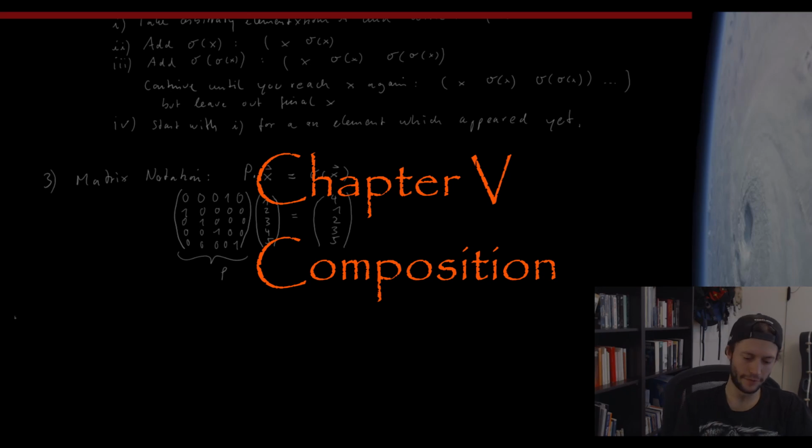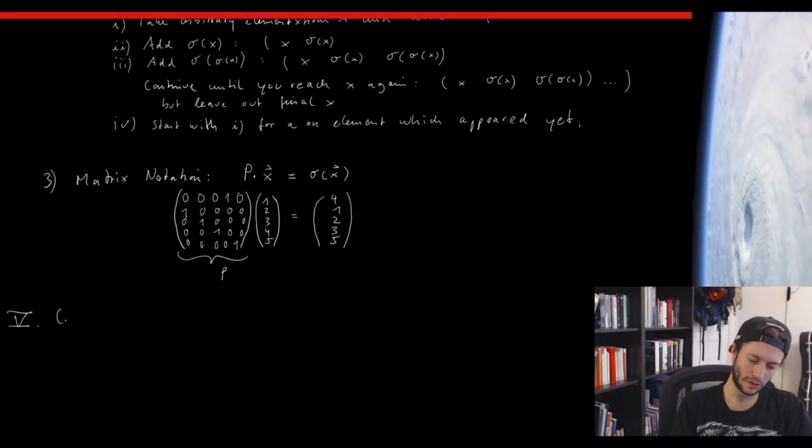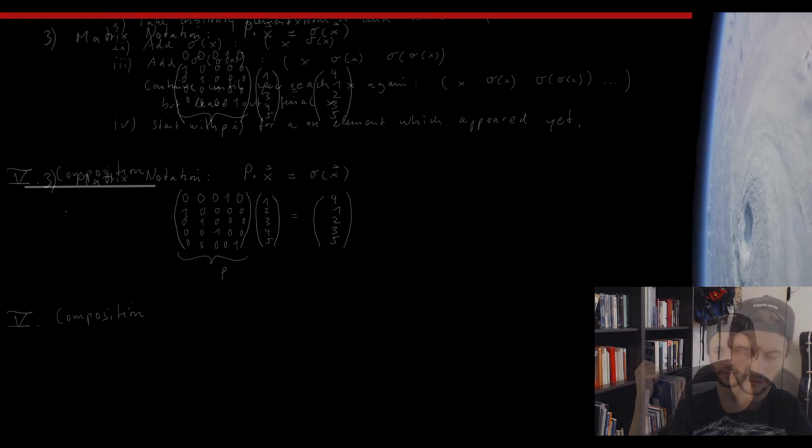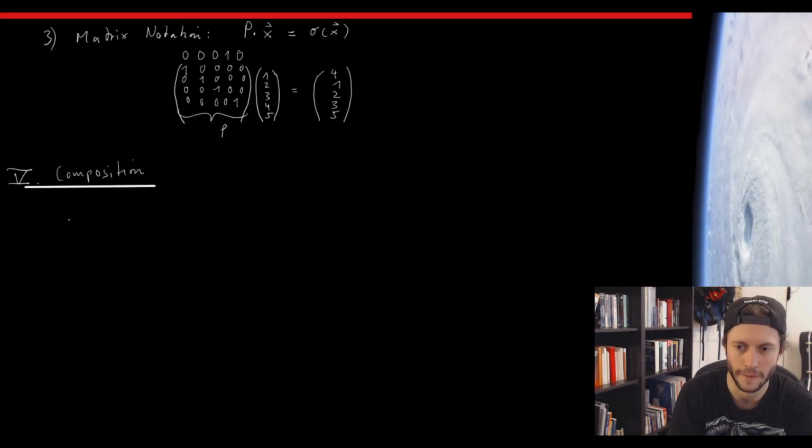Chapter 5. The question is, how do we compose two permutations, the 2 times shuffling? How do we write this down? Okay, we're looking at the composition of permutations, meaning we're shuffling 2 times.